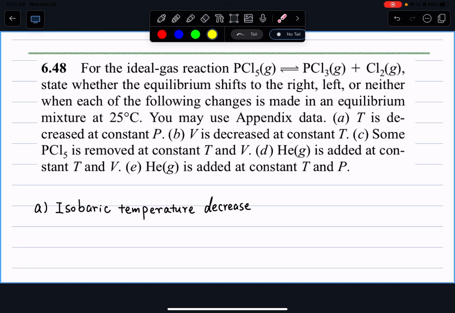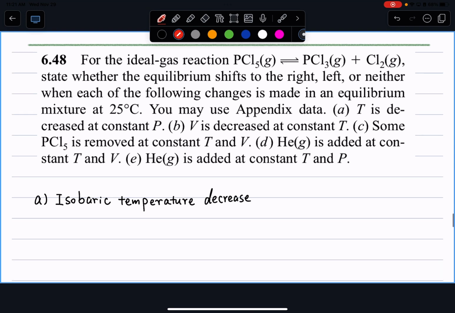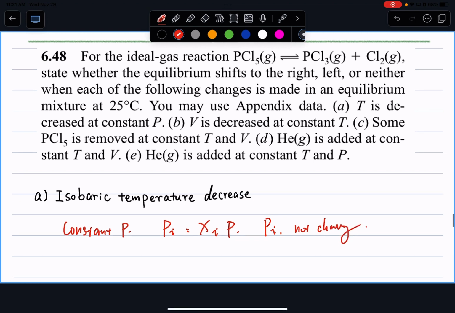So first one, temperature is decreased at constant P. Since we have constant P, the partial derivative equals chi i times constant P, so your partial derivative is not changing. That tells me that for my first scenario, my Q will remain the same. The reaction quotient remains the same.